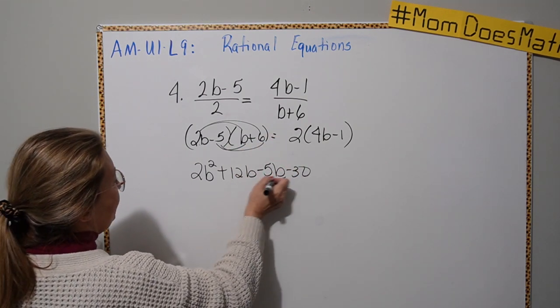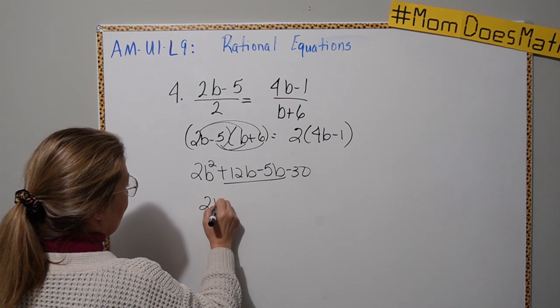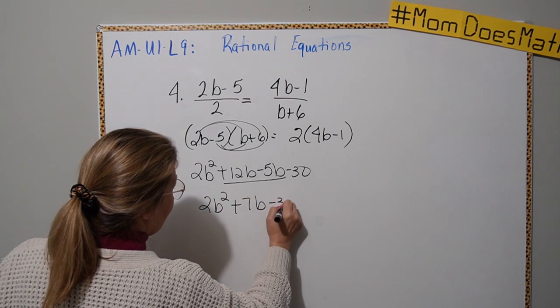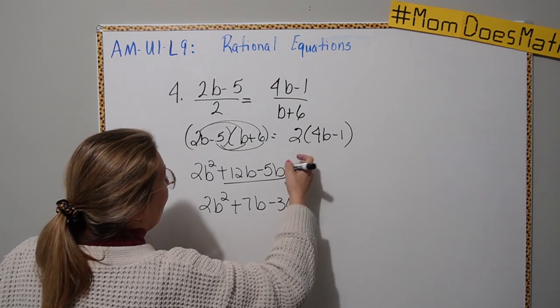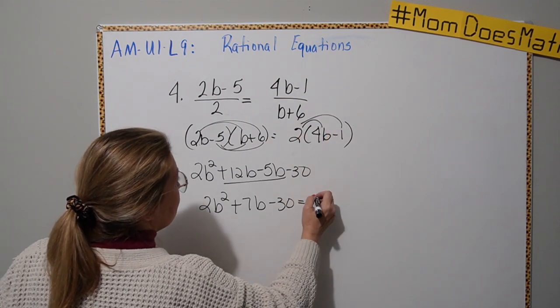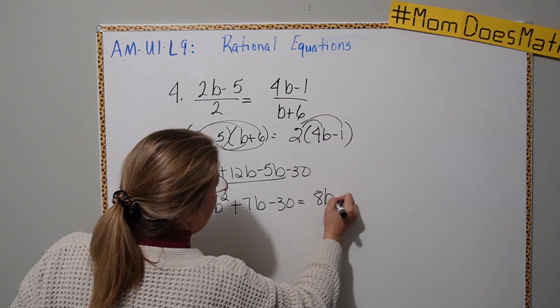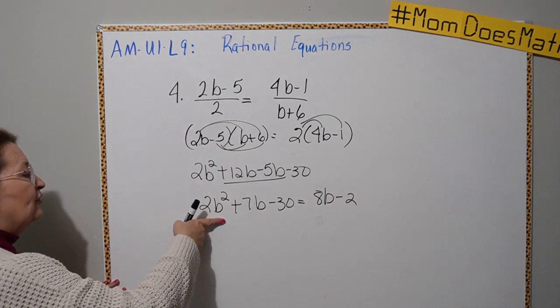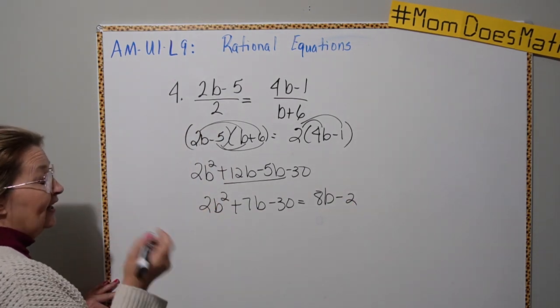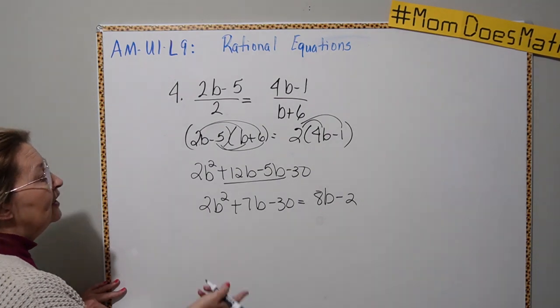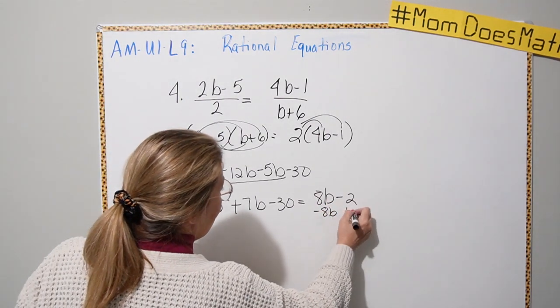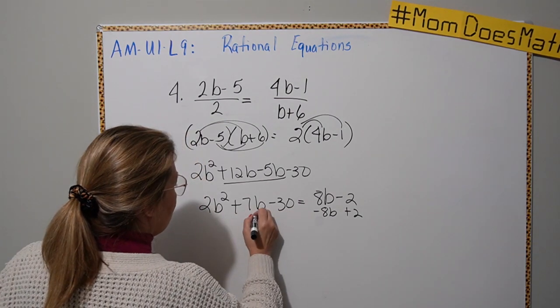And I can go ahead and combine this. So I've got 2b squared plus 7b minus 30 equals, all right, over here, I'm going to distribute, and that's going to be 8b minus 2. Once again, I see that quadratic term, so I know I can factor, hopefully. So let's get a 0 here. I'm going to subtract 8b and add 2 to both sides.